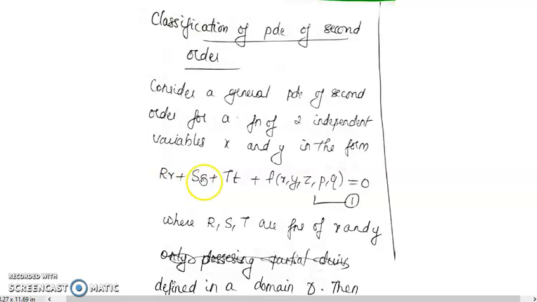Rr + Ss + Tt + f(x, y, z, p, q) = 0, and here R, S and T are continuous functions of x and y which have continuous partial derivatives. So we are going to look at how to classify this type of equation, and hence how to find the solution of such type of equation.